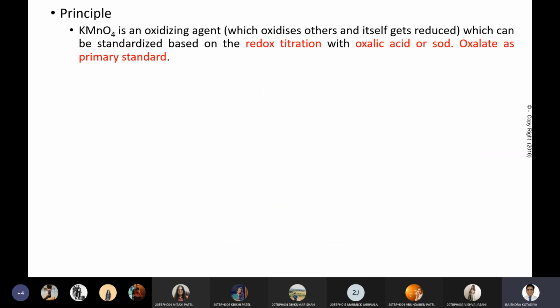As we know, KMnO4 is an oxidizing agent, so what will it do? It oxidizes other substances, and at the same time it itself gets reduced. Its own reduction takes place. That is why it is known as an oxidizing agent. In this particular case, the principle behind the standardization is redox titration, where we use oxalic acid or sodium oxalate as a primary standard.